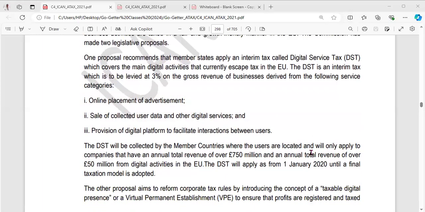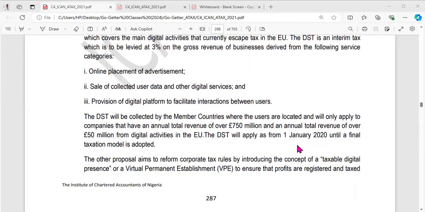The DST will be collected by member countries where the users are located and will apply to companies that have an annual total revenue of over 750 million and an annual revenue of over 50 million from digital activities. So you see here, these three categories of digital services will apply to companies that have a total gross revenue of over 750 million, out of which a minimum of 50 million should come from digital services. And that applies up till 1st January, as their proposal, when a final taxation model is to be adopted.